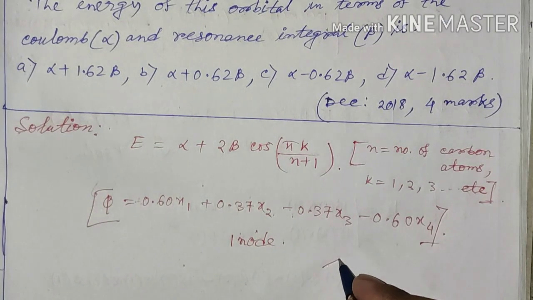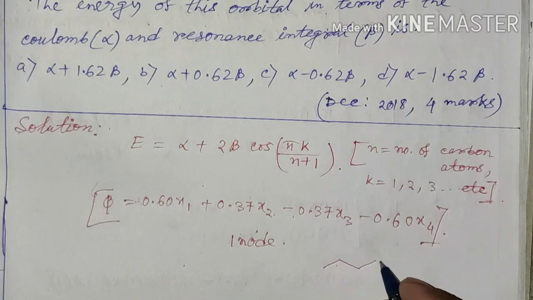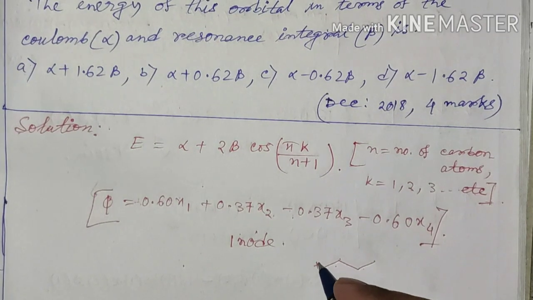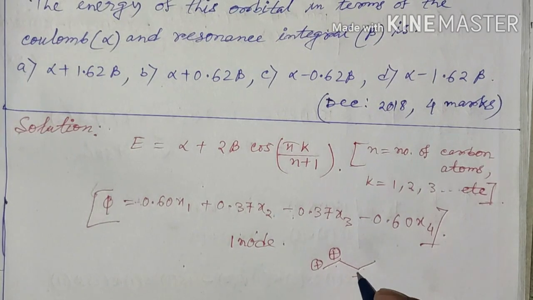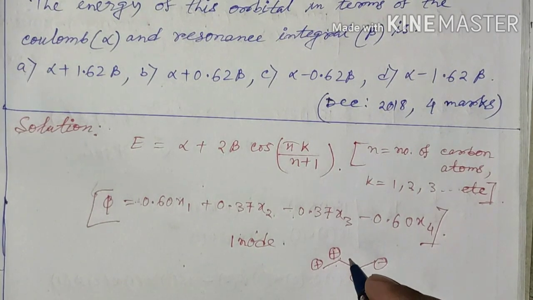So if we draw the diagram 1 2 3 4, here it will be plus. For C2 it will be plus. Here it is minus, here it is minus. That means going from C2 to C3, the wave function is changing its sign, so there is one nodal plane.